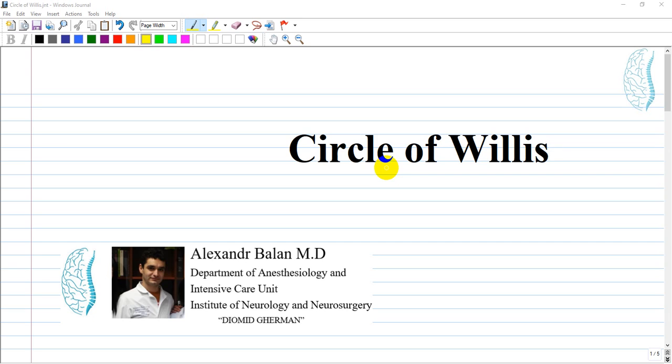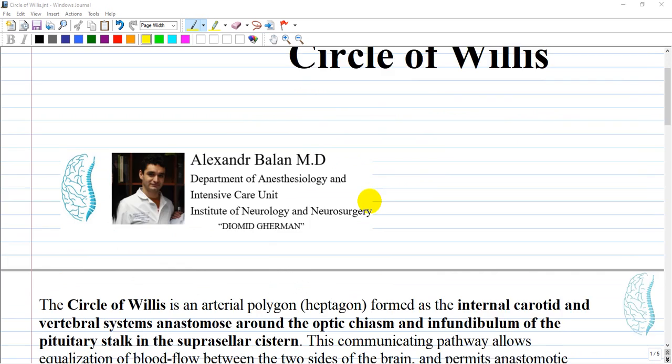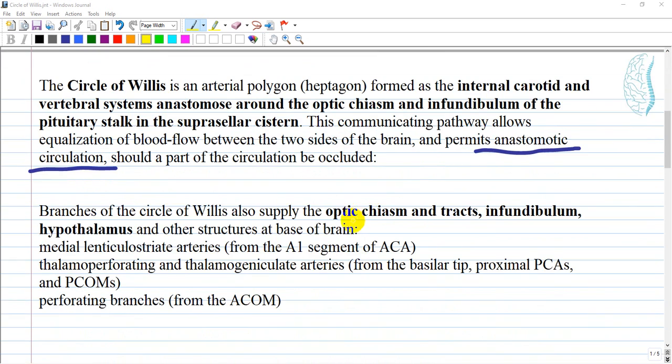This time let us look at the arterial supply of the brain and talk especially about the circle of Willis. The circle of Willis is an arterial polygon formed as the internal carotid and the vertebral systems anastomose around the optic chiasm and infundibulum of the pituitary stalk in the suprasellar cistern.